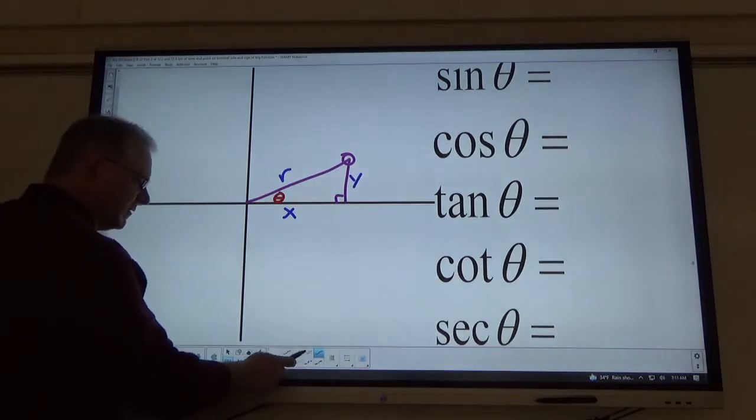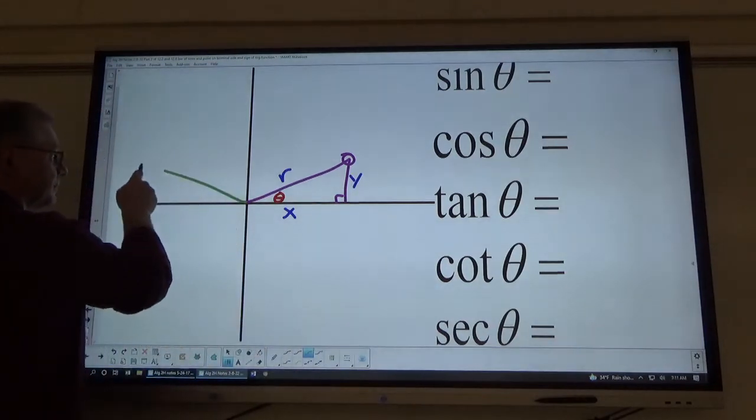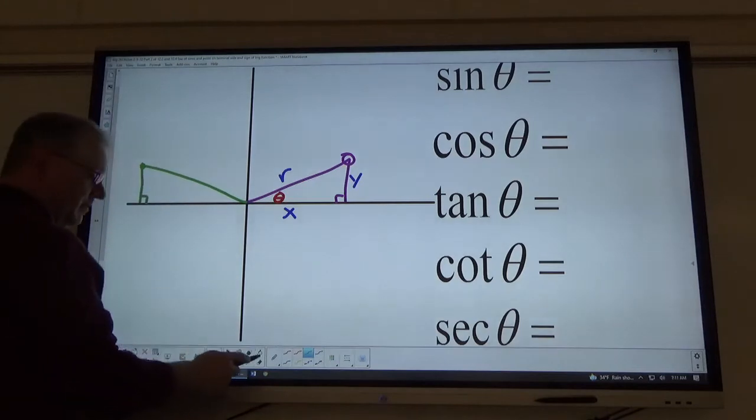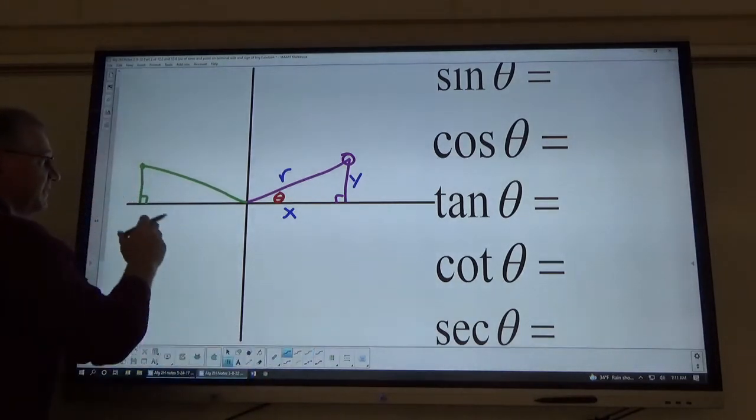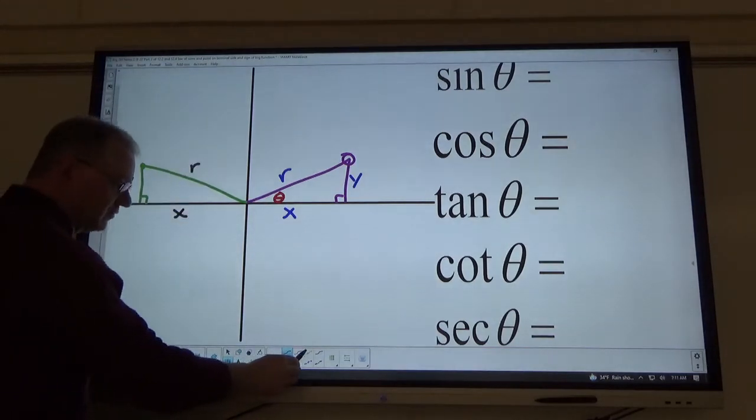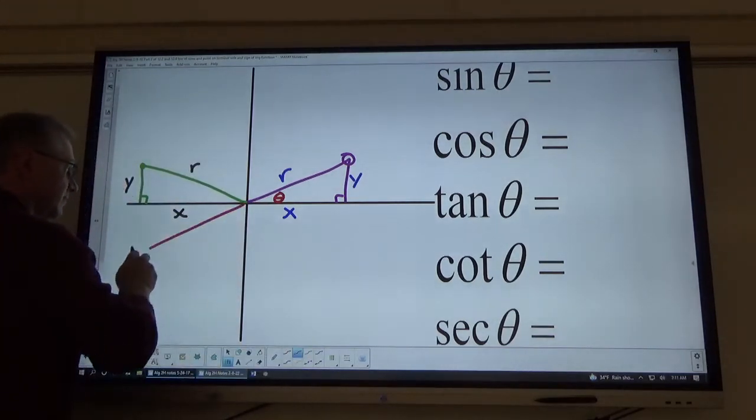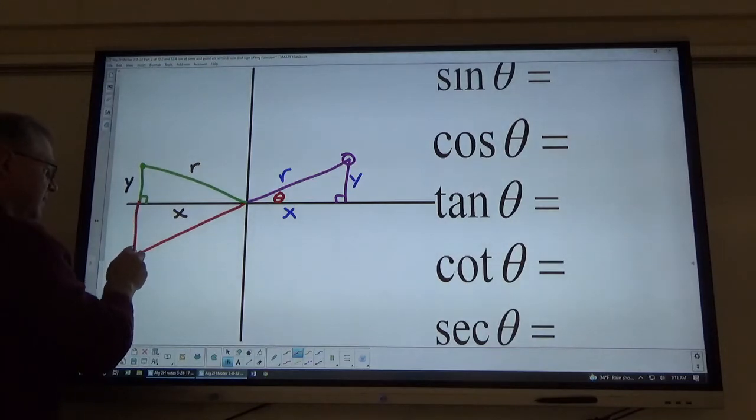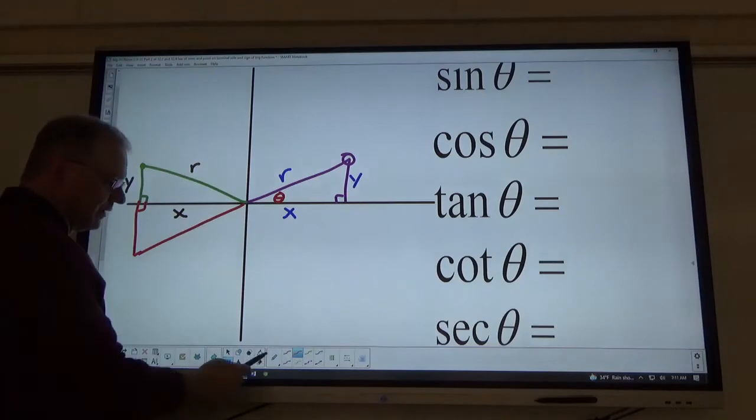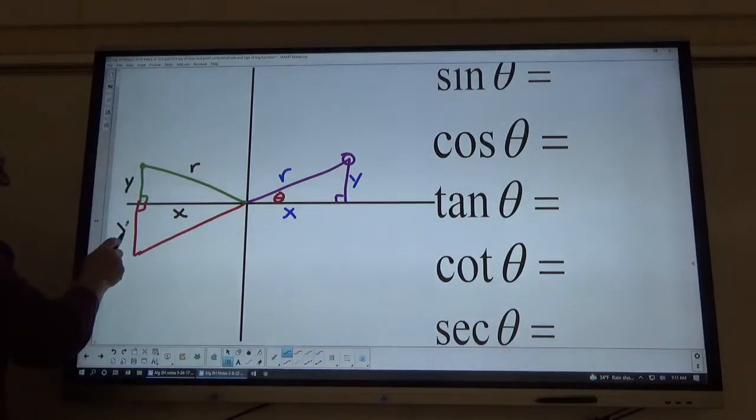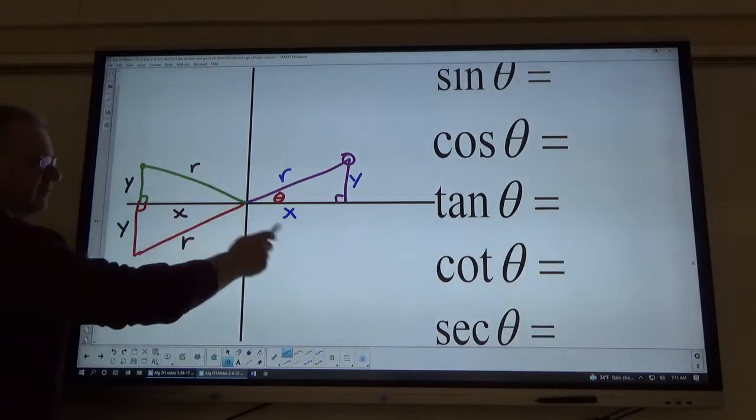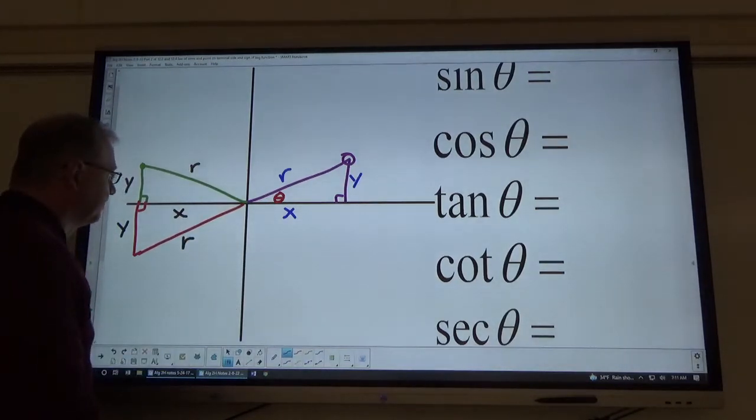We could do the same thing over here, if it were in quadrant 3. And we would find y, x, r. We could do the same thing down here in quadrant 3. That was quadrant 2. I think I said 3 by mistake. This is quadrant 2. My y would be here, and my r would be here. And I could do the same in quadrant 4, right?